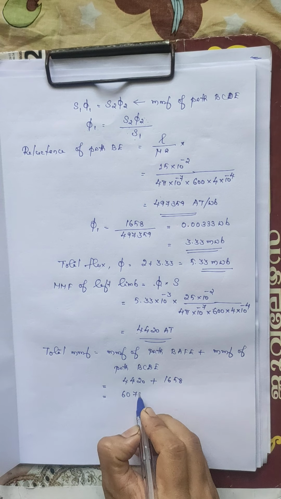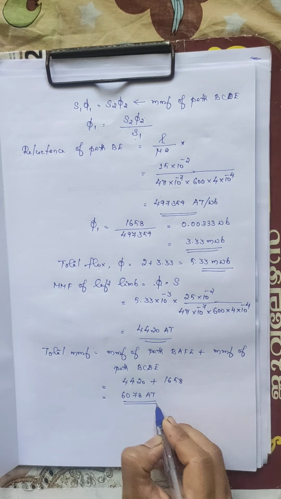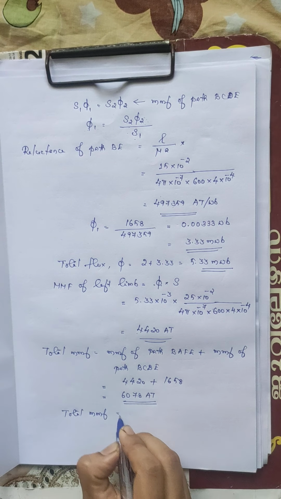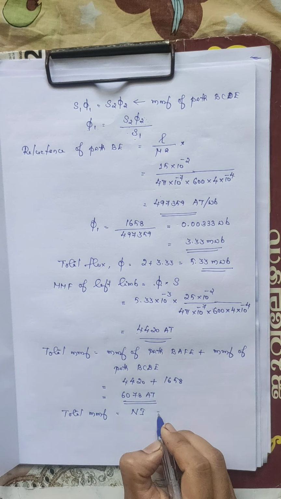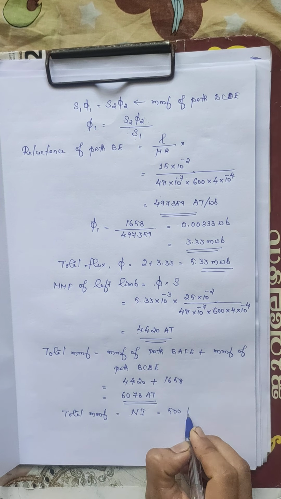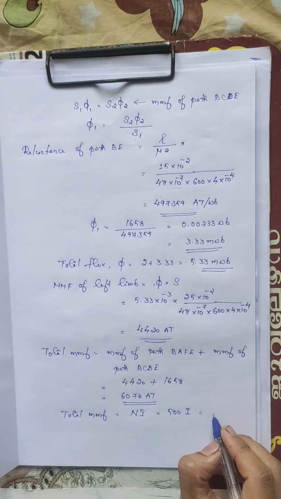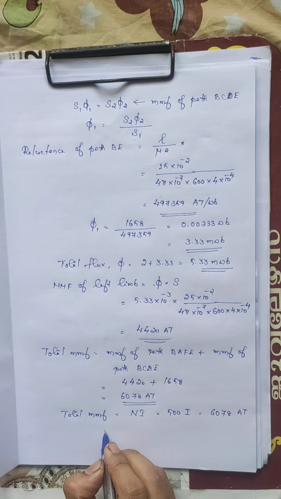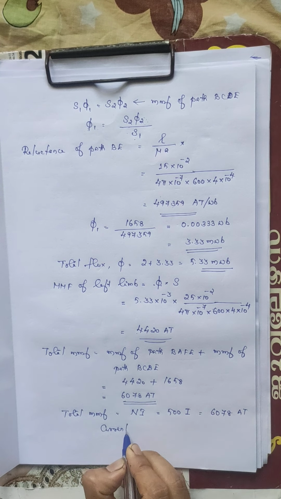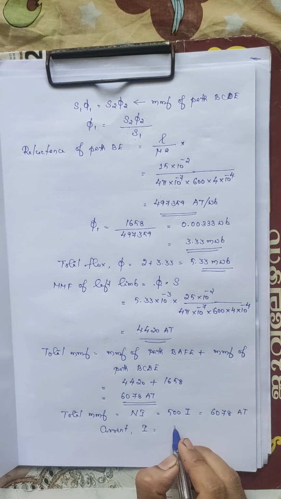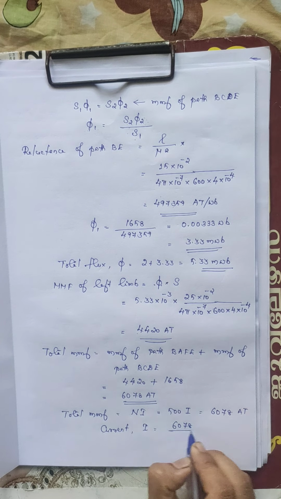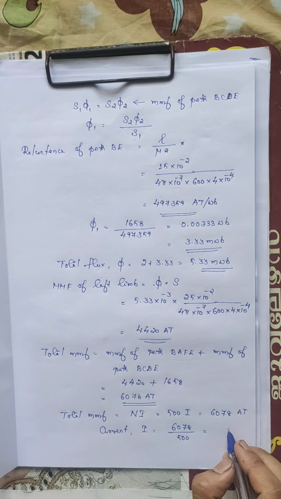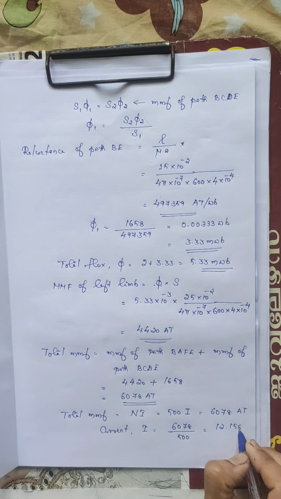So the total MMF will be 6078 ampere turns. We know that the total MMF corresponds to N into I, where N is 500. So 500 into I is the total MMF, which is 6078 ampere turns. So we can calculate the current I as 6078 divided by 500, and it will be equal to 12.156 amperes.